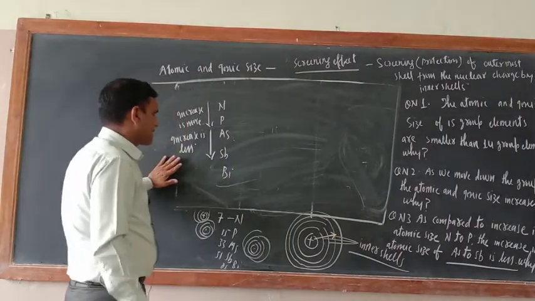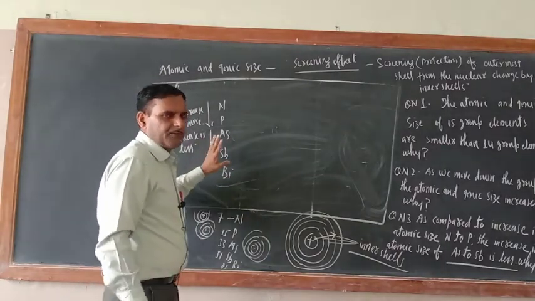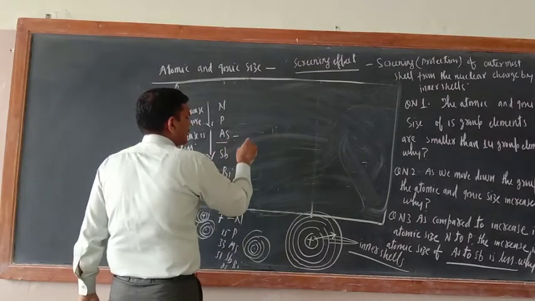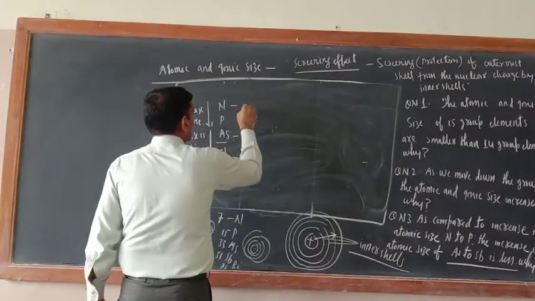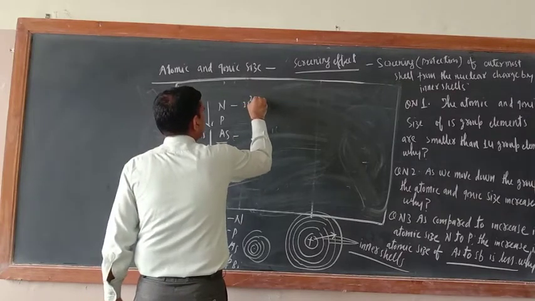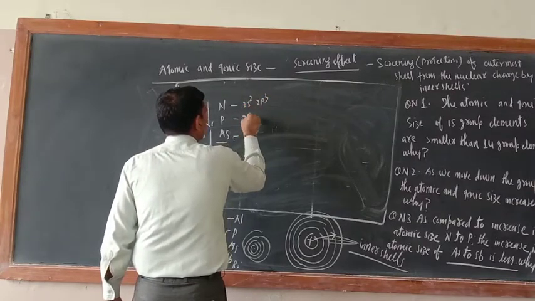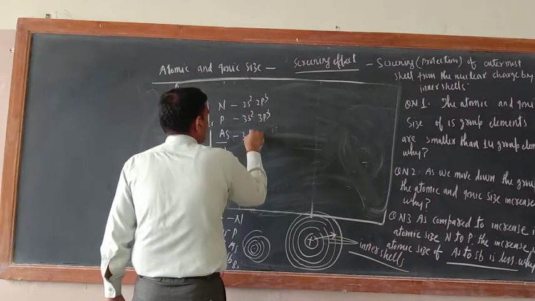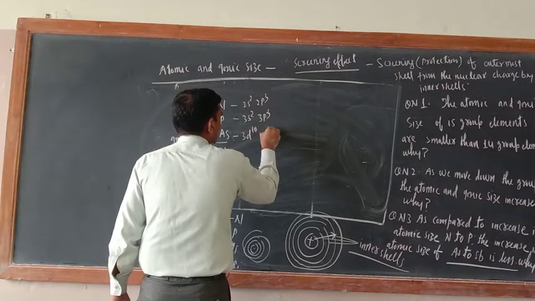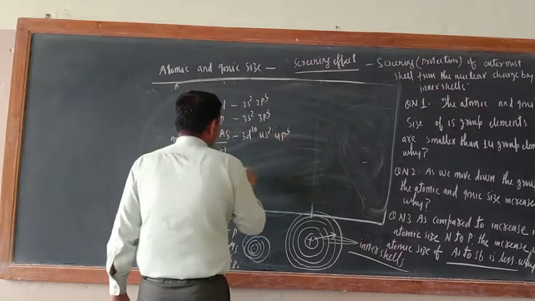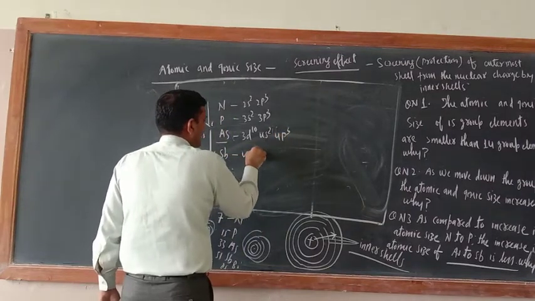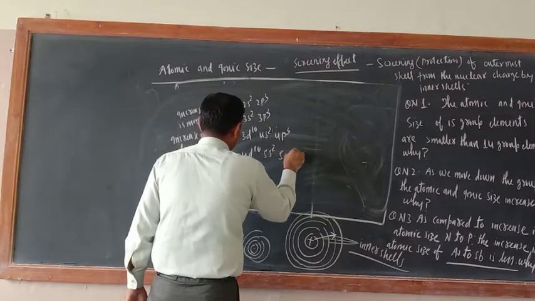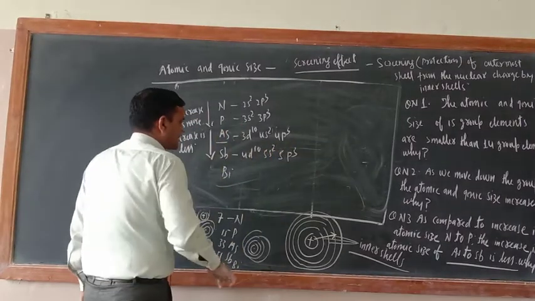So just try to understand. If you see the electronic configuration, from arsenic onwards, what would be there? What is the electronic configuration of this one? 2s2 2p3. This one 3s2 3p3. What about this one? 3d10 4s2 4p3. What about this one? 4d10 5s2 5p3. Okay, so just try to understand.